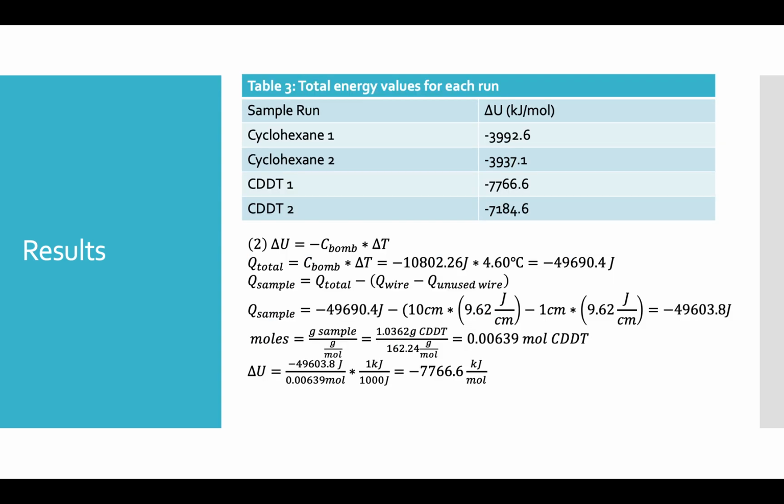Table 3 lists the calculated total energy represented by the symbol delta U. It is calculated using equation 2 underneath the table. The term C-bomb is the heat capacity of the calorimeter. This value was provided before the experiment using a benzoic acid standard to save time. Again, a sample calculation for CDDT run 1 can be found at the bottom of the slide.